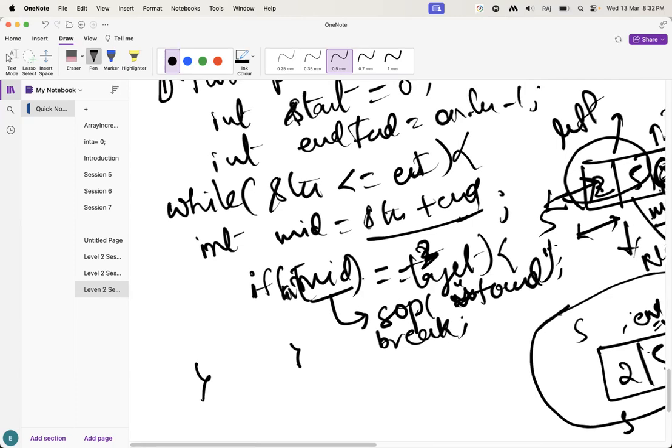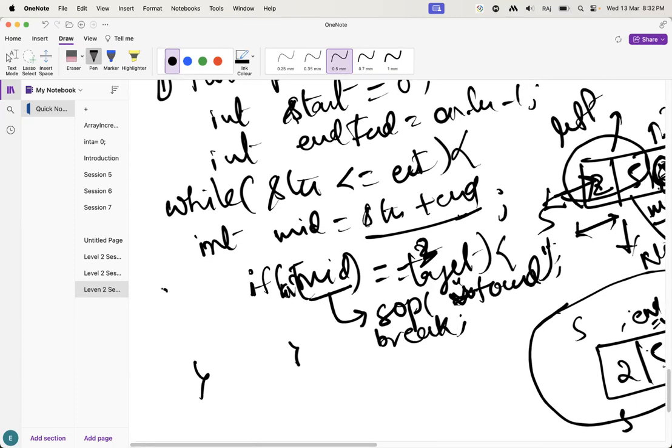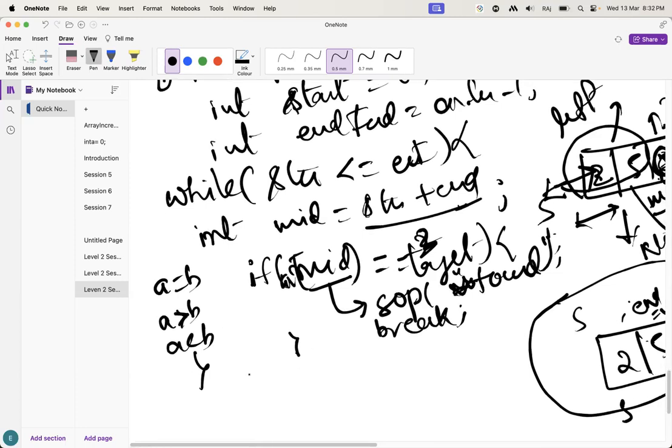Guys, I have already told you there are two numbers. What are the relationships? A equal to B, A greater than B, A less than B. Now we have taken A equal to B. Then what should we do? A greater than B. Let's check.